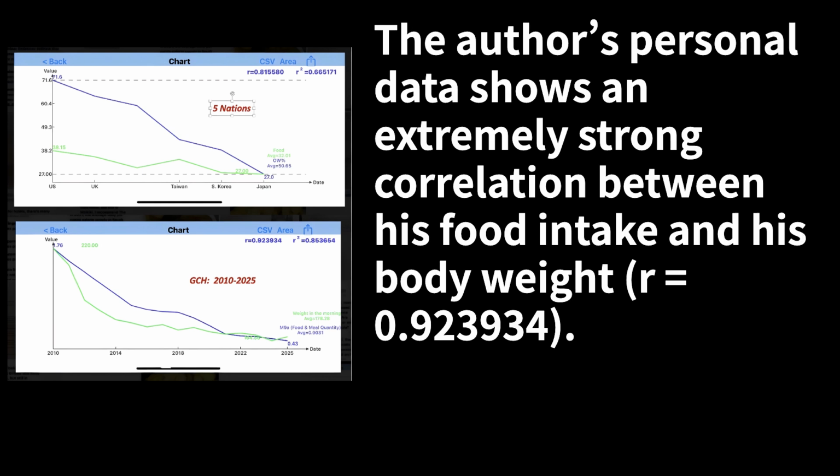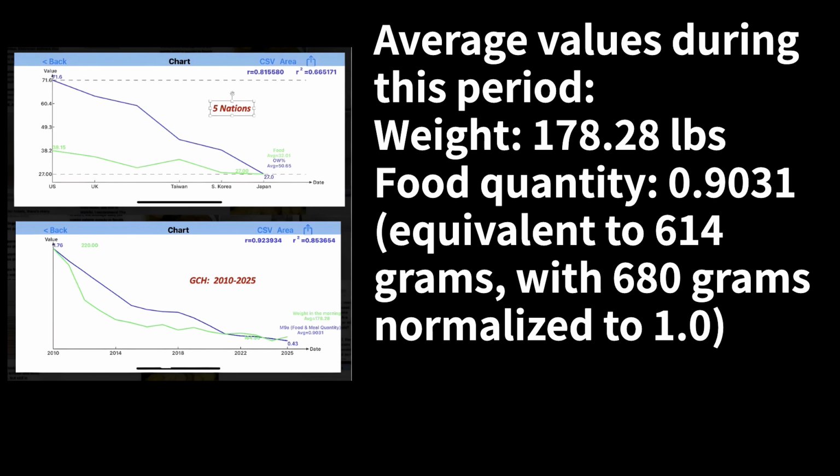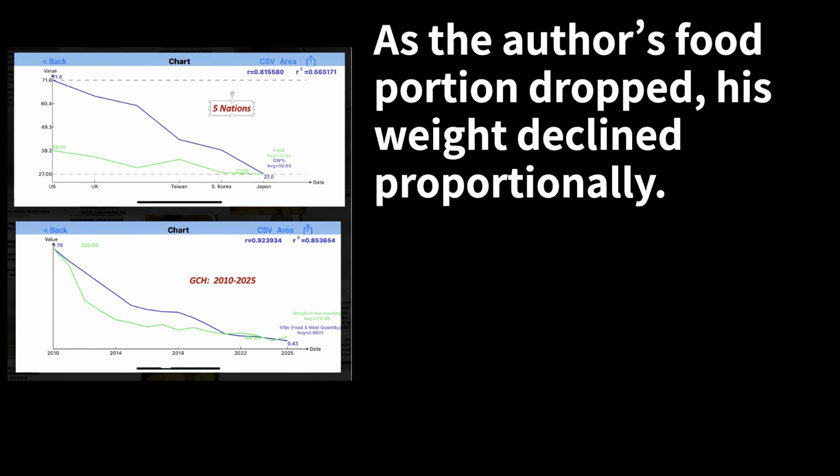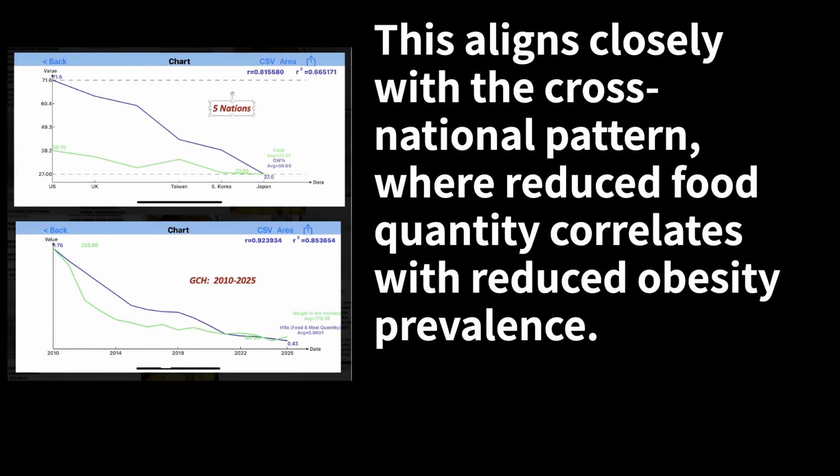Key observations. The author's personal data shows an extremely strong correlation between his food intake and his body weight. R is 0.923934. Average values during this period. Weight, 178.28 pounds. Food quantity, 0.9031, equivalent to 614 grams, with 680 grams normalized to 1.0. Both body weight and food intake steadily declined over the years. As the author's food portion dropped, his weight declined proportionally. This aligns closely with the cross-national pattern, where reduced food quantity correlates with reduced obesity prevalence.